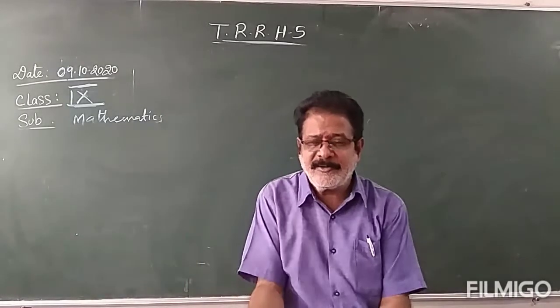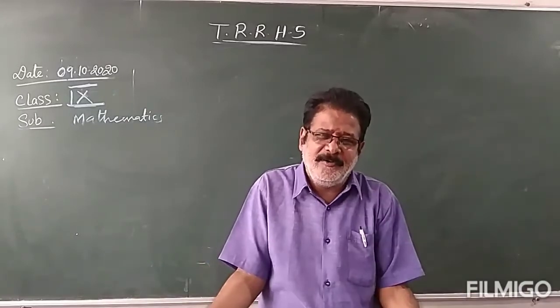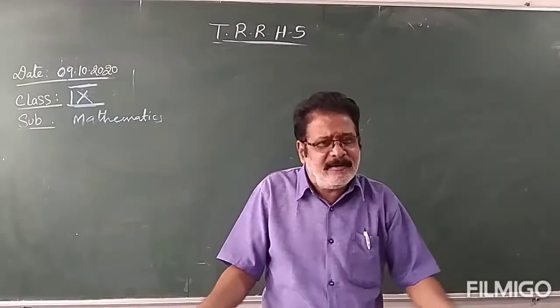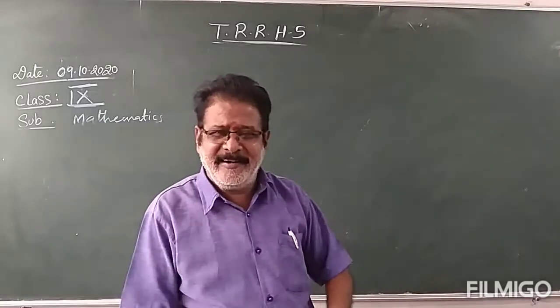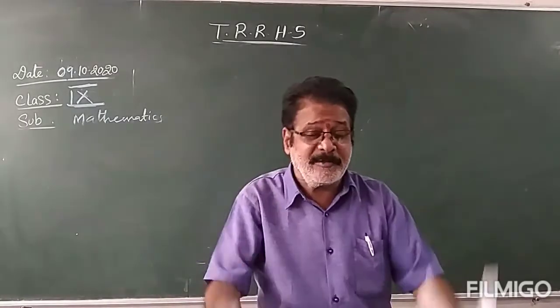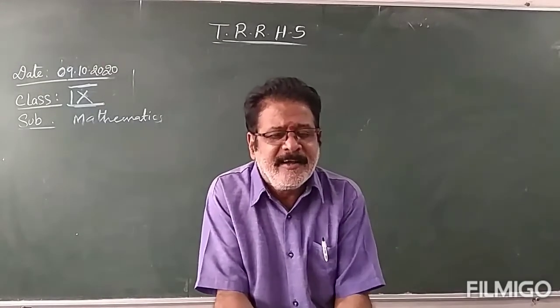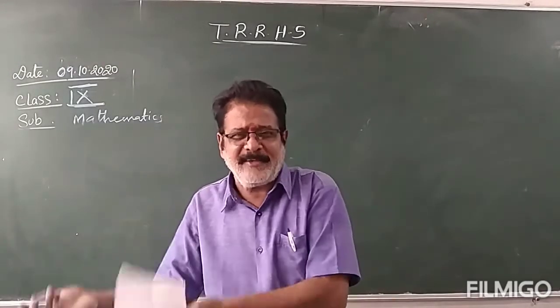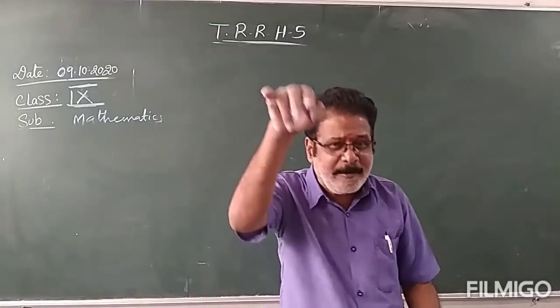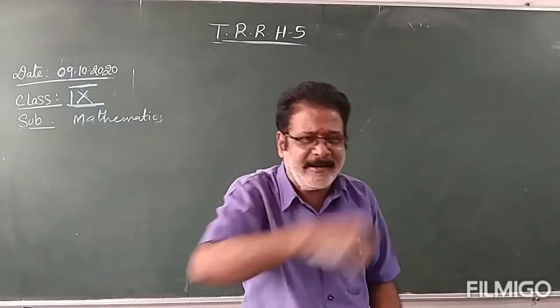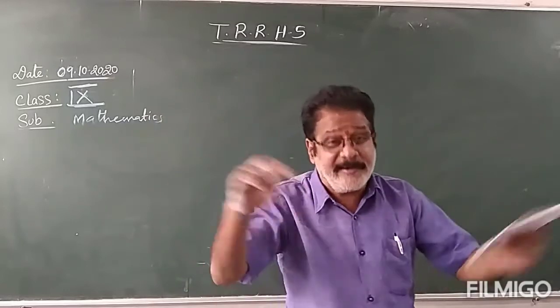If you get the remainder 0, it is a factor. It is a factor means it is perfectly divisible. We can say that x plus 2 is a factor when x plus 2 equal to 0, x equal to minus 2, and p of minus 2, with x replaced by minus 2 in the given polynomial, gives remainder 0. If you get the remainder 0, it is a factor.